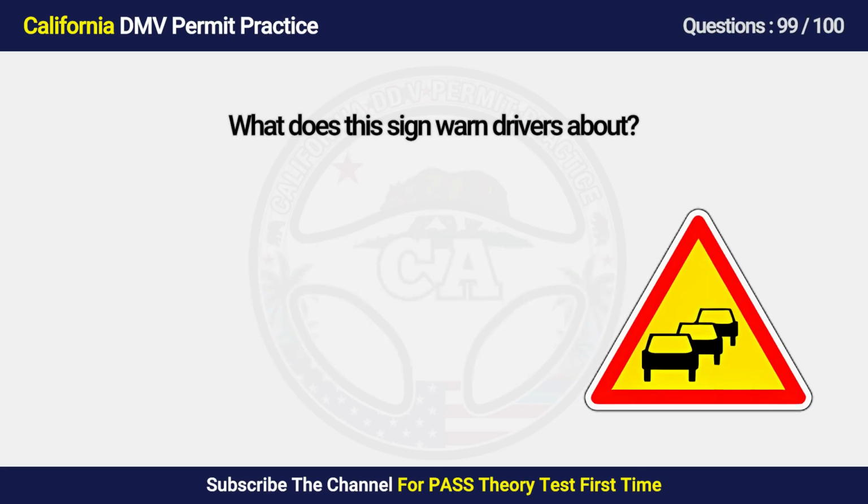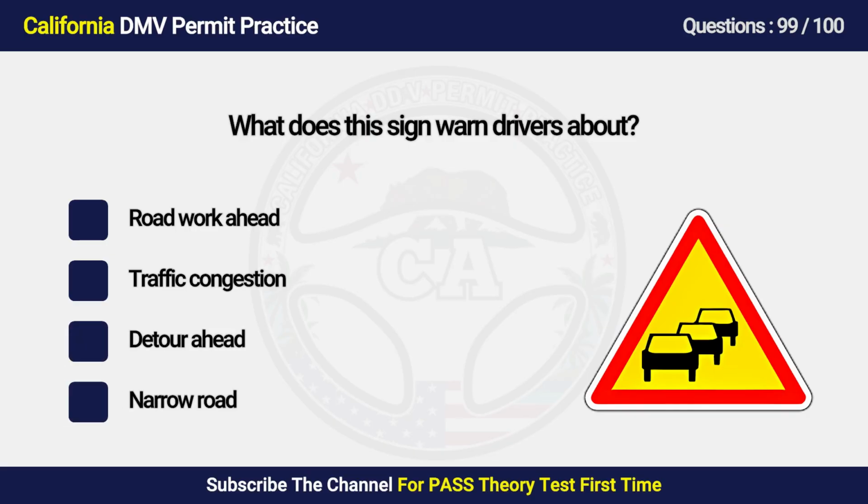Question 99. What does this sign warn drivers about? A. Road work ahead. B. Traffic congestion. C. Detour ahead. D. Narrow road.